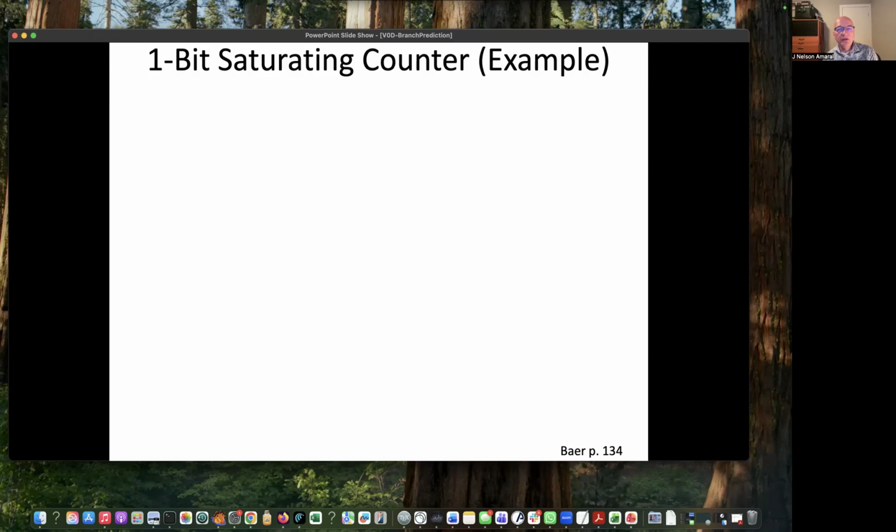I can use a 1-bit saturating counter, and basically the goal of this example that we're going to see now is to demonstrate, in a practical example, the difference in the correctness of the prediction for a loop when I have a 1-bit or 2-bit saturating counter. So in this loop, I have 2 loops that are nested, one inside of the other.